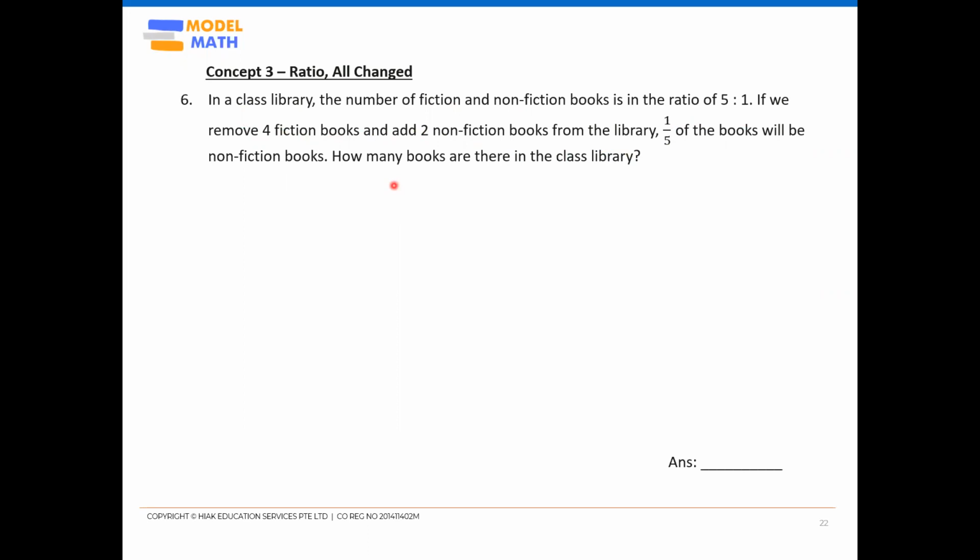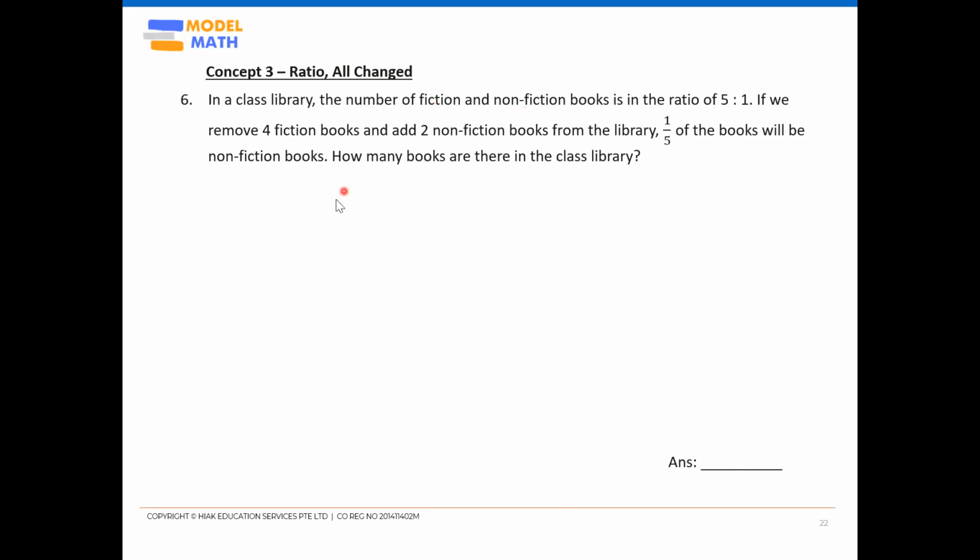So what we're going to do is record down before, change, after, because I have a ratio here in the before, and this fraction I can also translate into a ratio in the end. Hence it's quite convenient for me to record down before, change, after. So let's go on to do that.